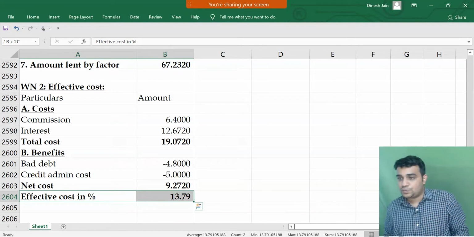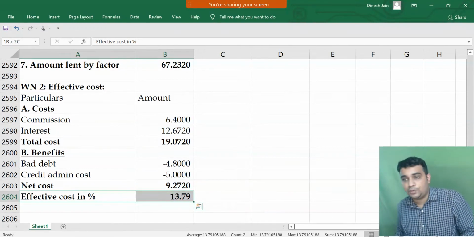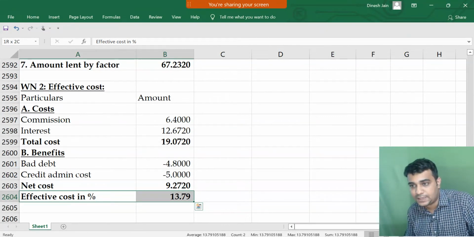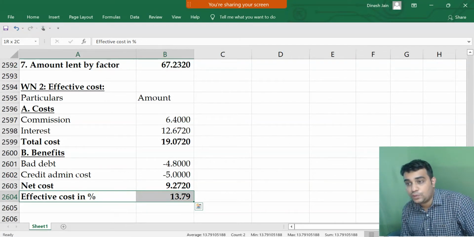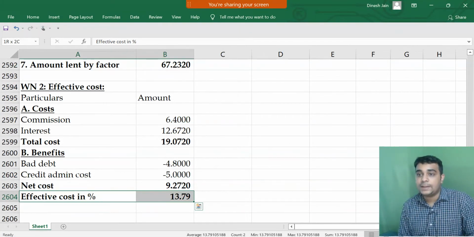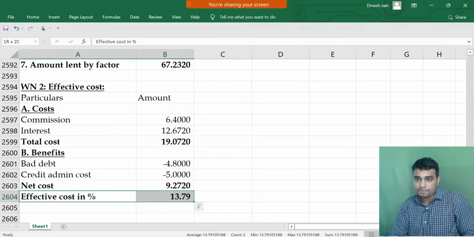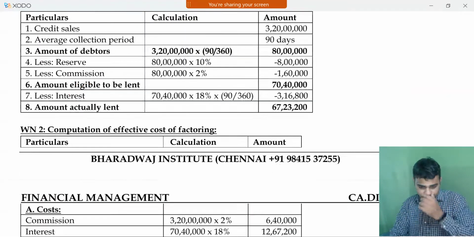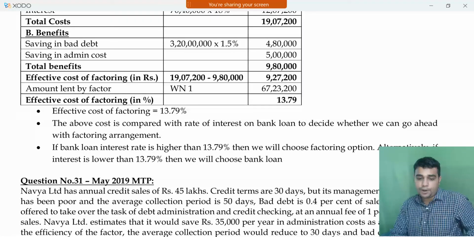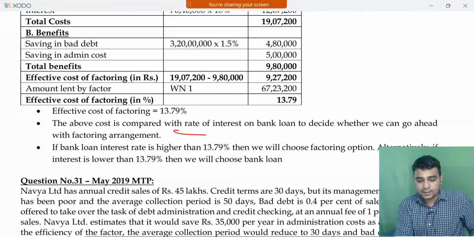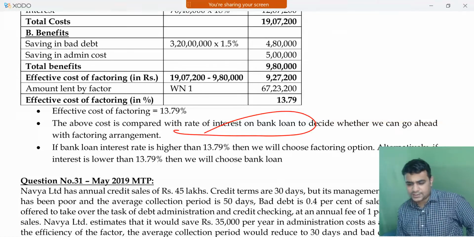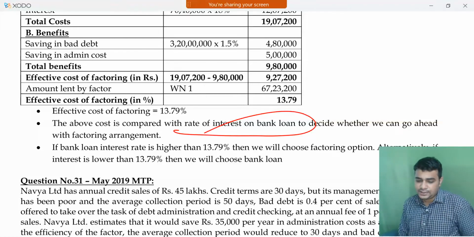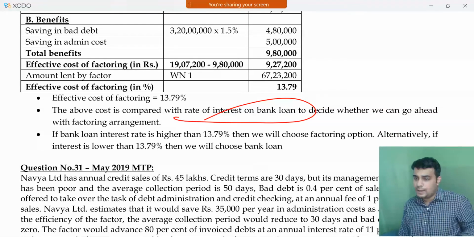This cost would be compared with the cost of a bank loan. If the bank loan is at 14%, I will go ahead with a factoring arrangement. If the bank loan is at 12%, I will go ahead with the bank loan. The above cost is to be compared with the rate of interest on a bank loan to decide whether we can go ahead with the factoring arrangement. If the bank loan interest rate is higher than 13.79, then we'll choose factoring. Otherwise, we'll choose the bank loan.